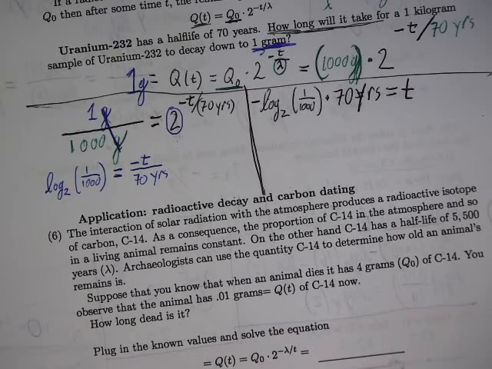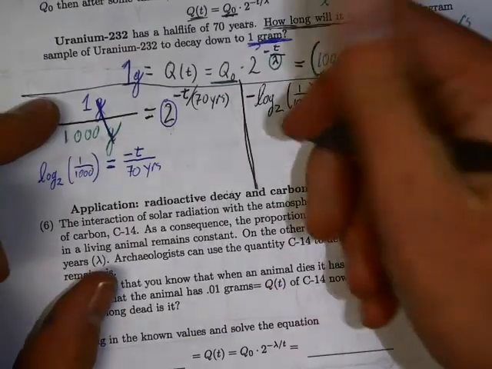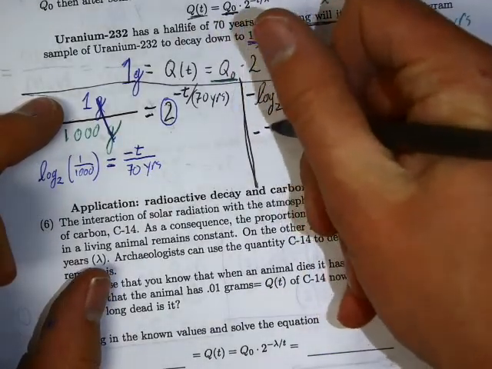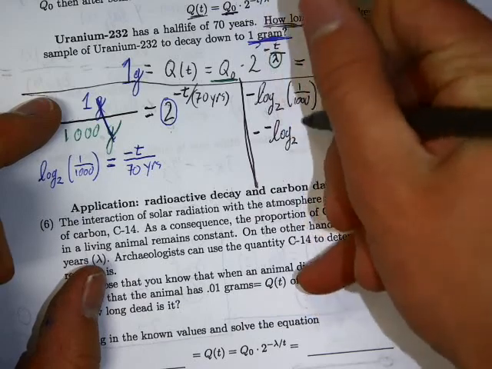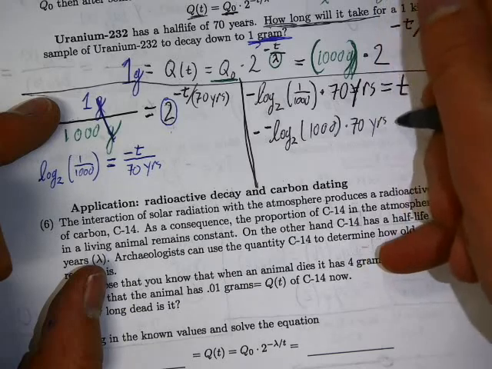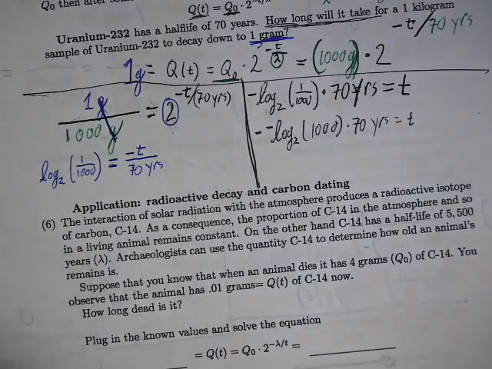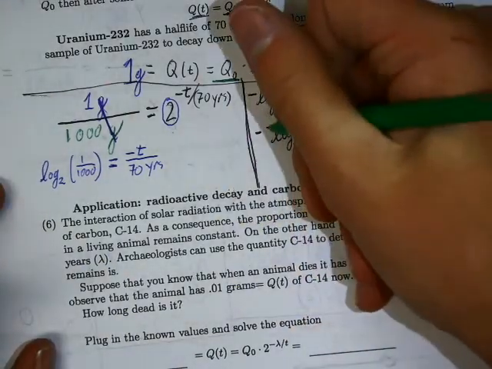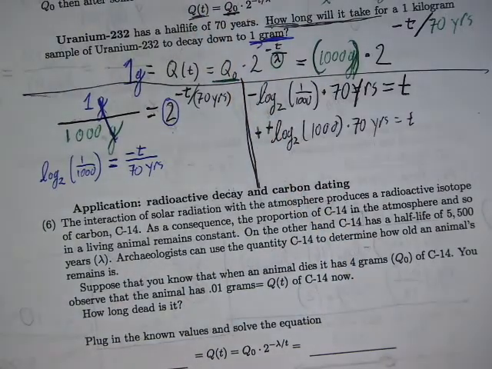In fact, log base 2 of 1 over 1,000 is the same thing as negative log base 2 of 1,000. So you could even rewrite this a little bit as negative negative log base 2 of 1,000 multiplied by 70 years equals t. And now the negatives literally cancel. And that's also a slightly simpler looking answer, right? I think that's as simplified as I can reasonably make it.